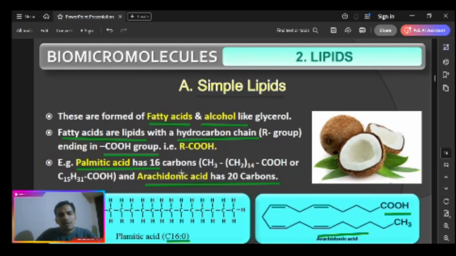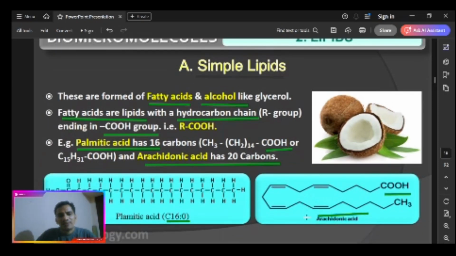Palmitic acid has how many carbons? 16. CH3, CH2 fourteen times, COOH. Here the COOH group is there and the R group is there, and C15H31 and COOH. This is arachidonic acid, a 20 carbon compound. Arachidonic acid, 20 carbons, the highest carbon count here, right?